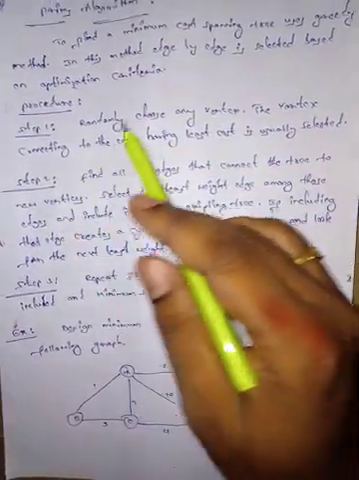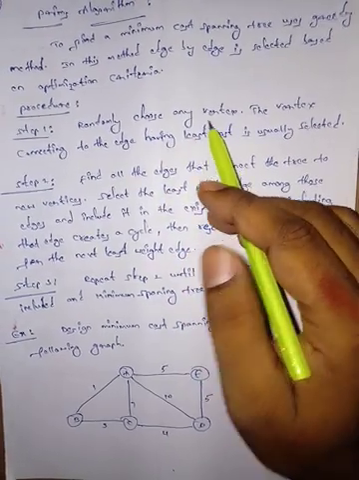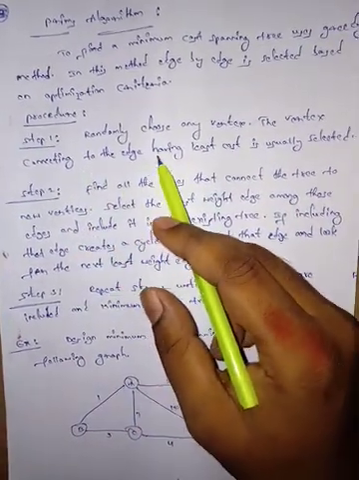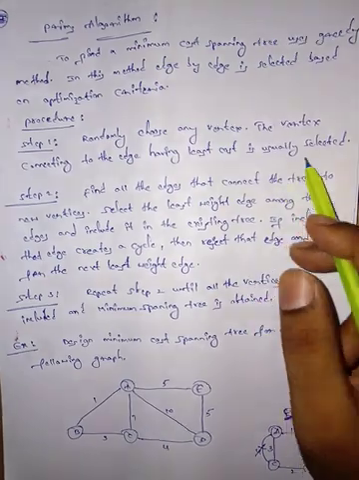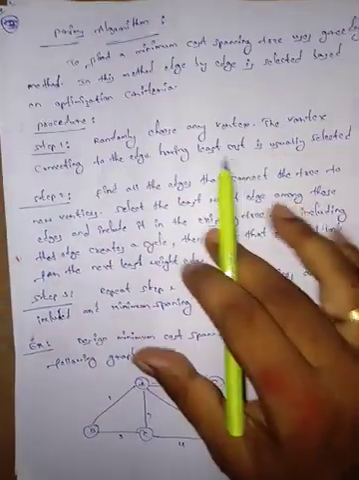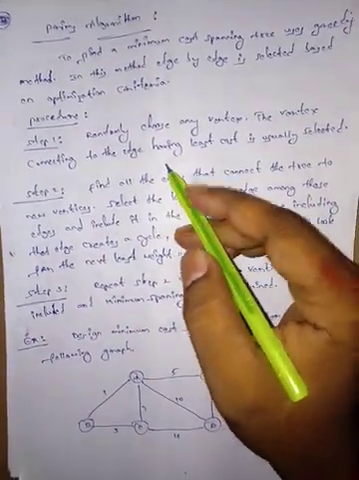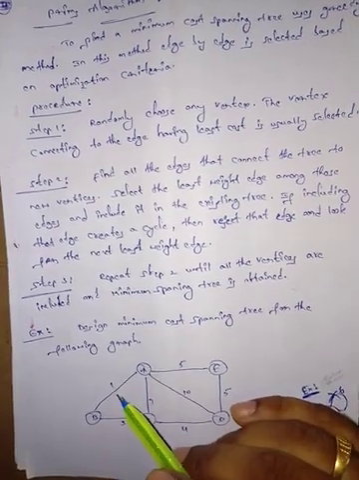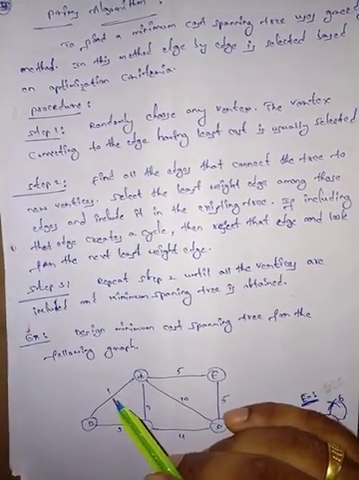Our step 1 is to randomly choose any vertex. The vertex connected to the edge having the least cost is usually selected. So normally in this procedure, the edge having the minimum cost is selected.